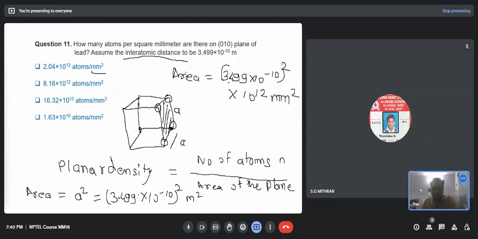So now we'll put all the values in the main formula. The number of atoms calculated is 1, and the density is 3.499 square into 10 to the power minus 8 meter square, and this value will go up, so it will become 10 to the power 8.